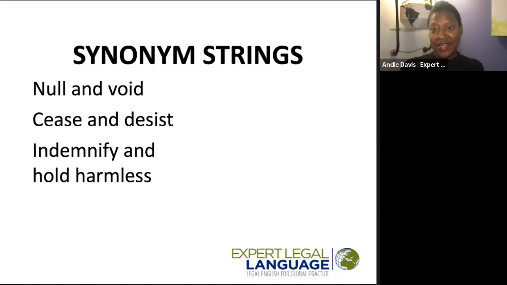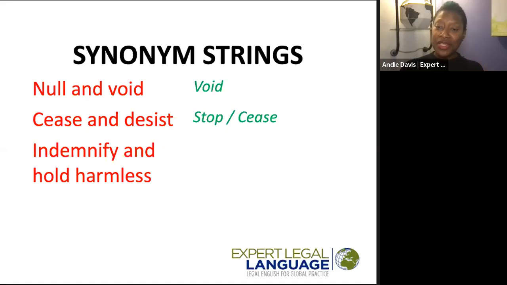These are classics, right? Synonym strings are so entrenched as a convention in English legal writing that despite now 4 decades of the plain English movement, a lot of lawyers are afraid to take the step of avoiding them and just using one word instead. But we want to encourage you, our dear friends, writing in English as a foreign language, to try to do so. It really is okay. You can say void instead of null and void. Instead of cease and desist, you can say stop or cease. Again, keeping the context in mind.